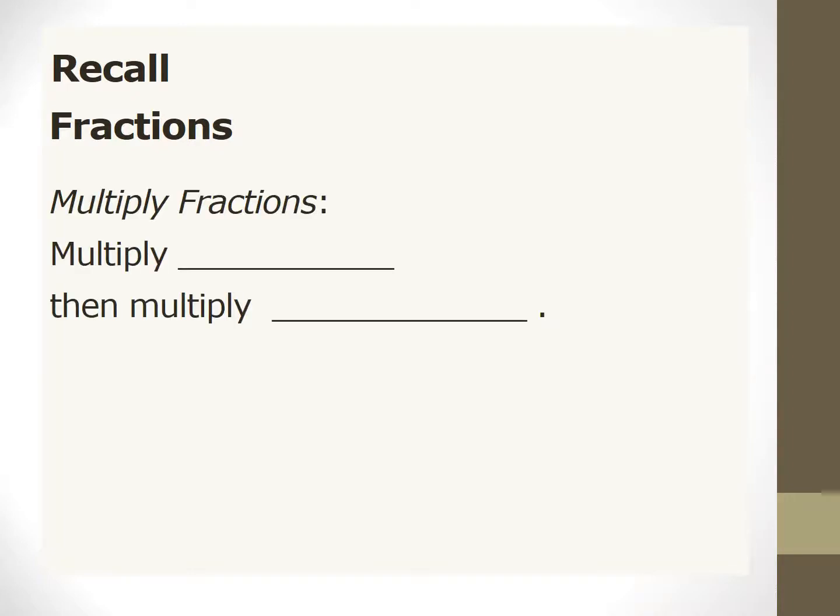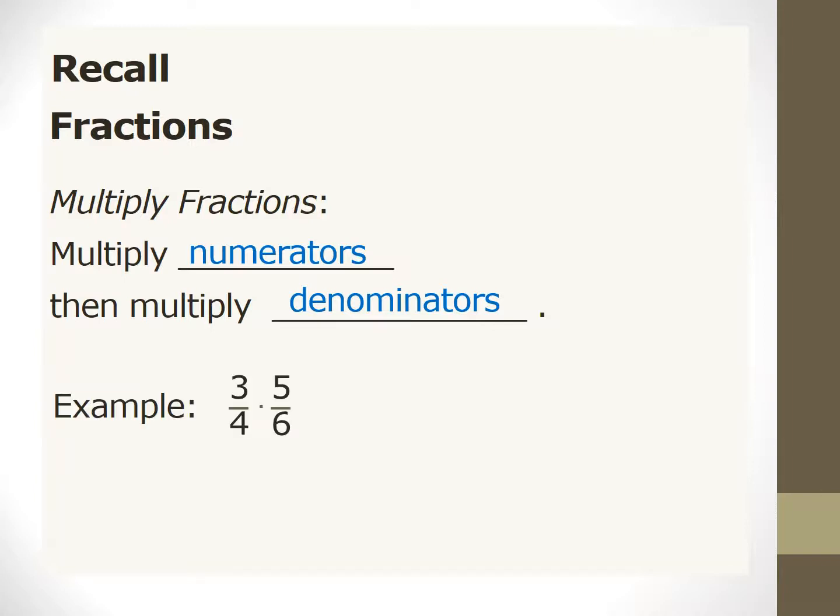Now, also with reviewing fractions, we're going to look at multiplying fractions. Multiplying fractions is actually the easiest of all fraction operations because we multiply the numerators, then we multiply the denominators. That just means we multiply top times top, bottom times bottom. For example, if we had 3/4 times 5/6, it literally means multiply the two numbers on top, 3 times 5, and multiply the two numbers on the bottom, 4 times 6. And when we do that, we get 15 over 24.